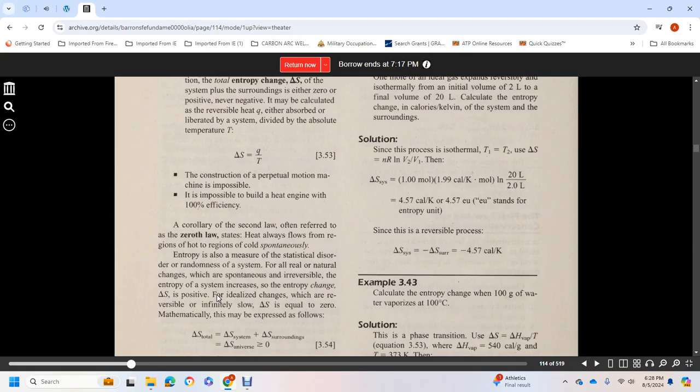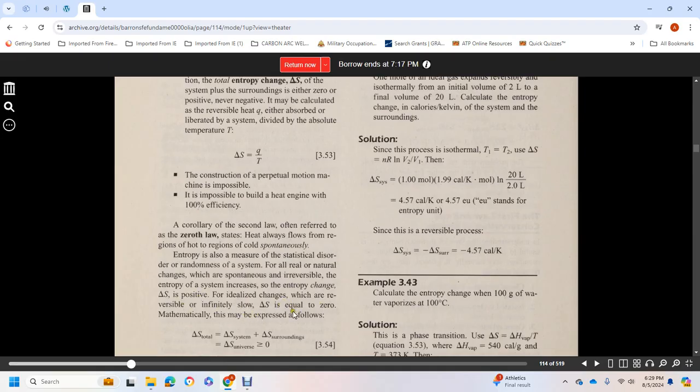Corollarily, the second law has been referred to with the zeroth law, stating that heat always flows from regions of hot to regions of cold spontaneously. Entropy also measures the statistical disorder or randomness of a system. All real natural changes are spontaneous and irreversible. The entropy of the system increases with the entropy change. The entropy change is positive. For an idealized change with a reversible, infinitely slow process, the entropy change is equal to 0.